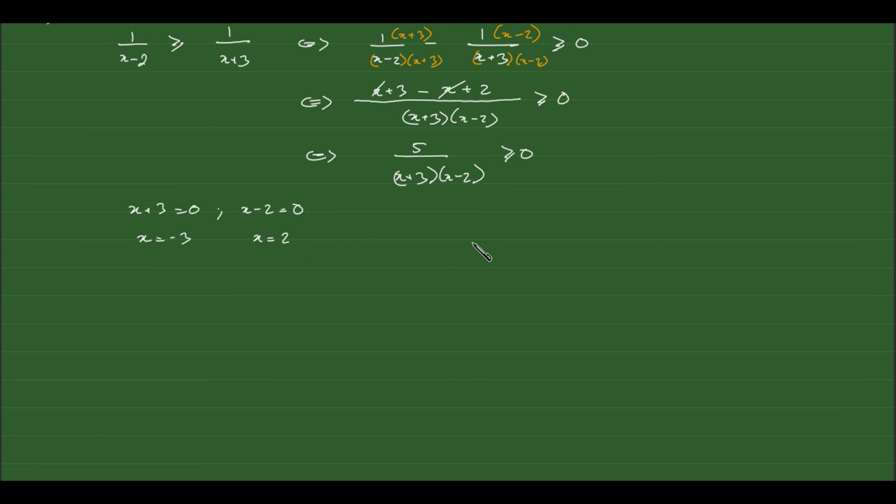Alright, so there are 2 values on the number line. And these 2 values are under the denominator. No matter what, even though this is equal, we always use the open circle. Now we use the open circle for -3 and for 2.